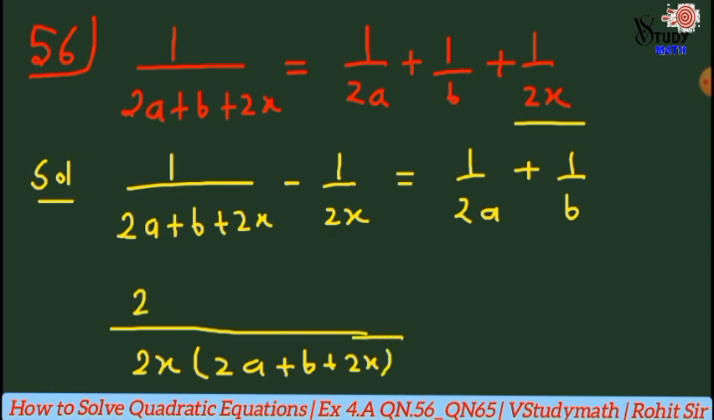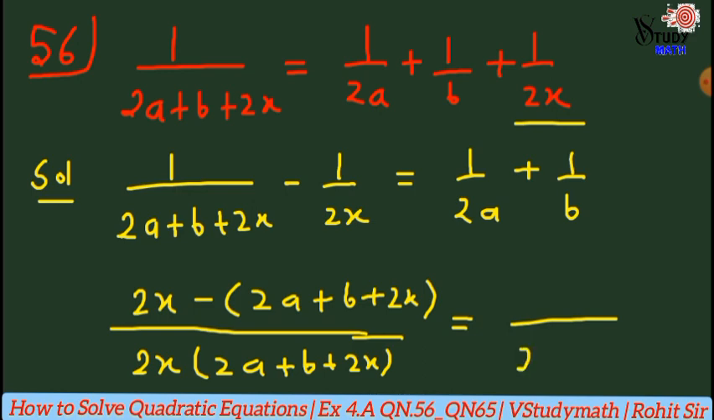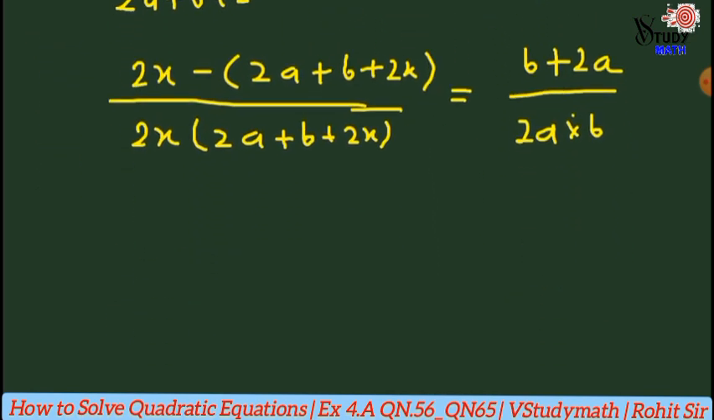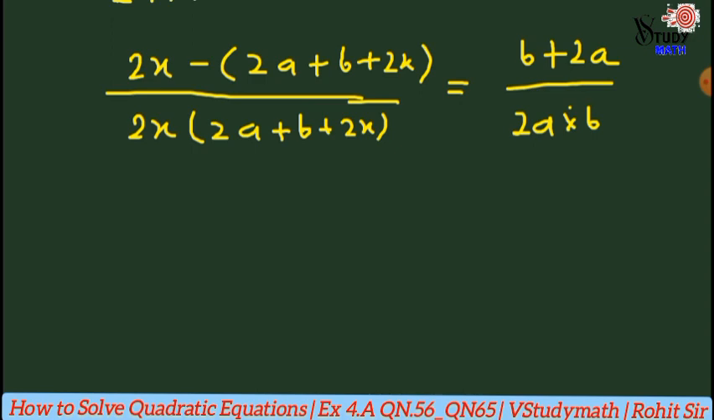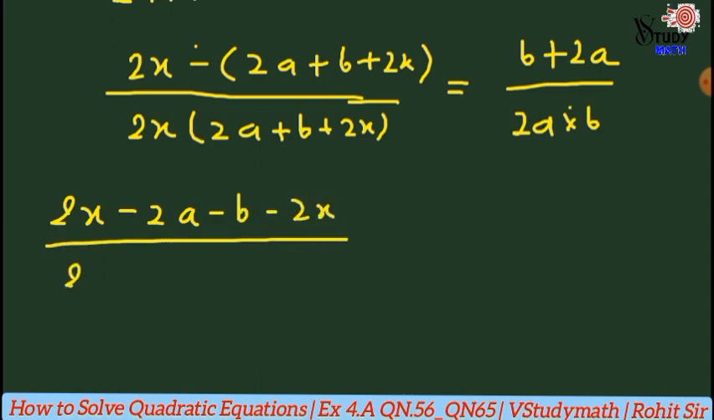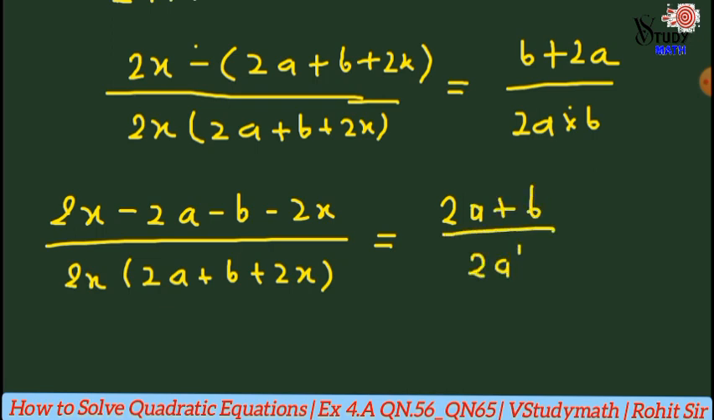Then we have 2x negative (2a + b + 2x) is equal to, now take the LCM on the right hand side also. The LCM is 2ab, then we have (b + 2a). Now multiply this negative sign in this bracket. After multiplying we have 2x minus 2a minus b minus 2x upon 2x into (2a + b + 2x) is equal to (2a + b) upon 2ab.